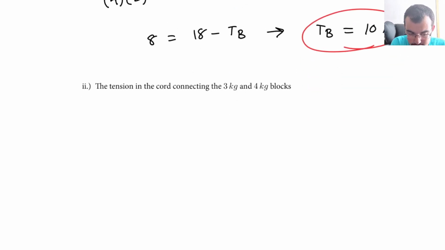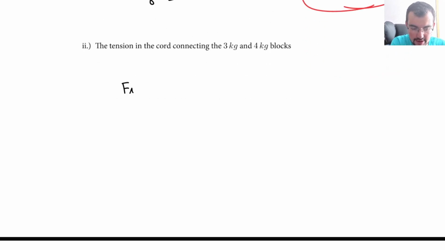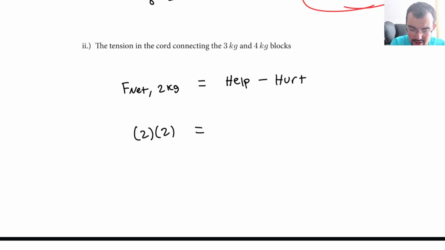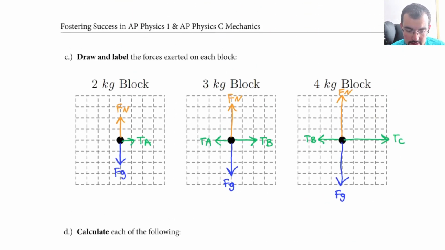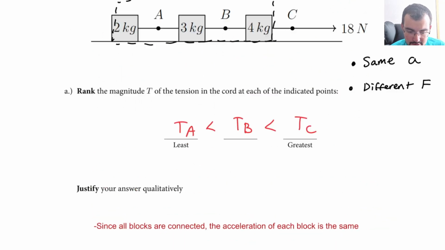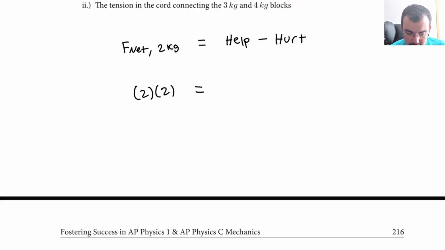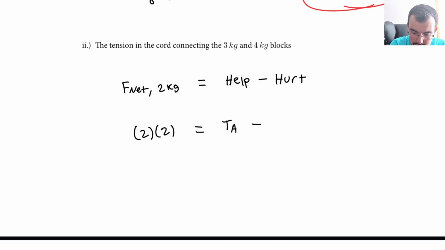So I want essentially the same thing. F net on the 2 kilogram is equal to the helping forces minus the hurting forces. And MA is just 2 and 2 here. What's helping the 2 kilogram accelerate? Well, that's just TA. What's hurting it? Nothing. So TA would be equal to 4 newtons.